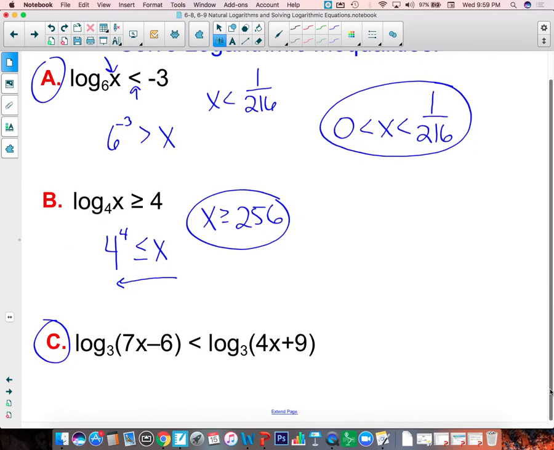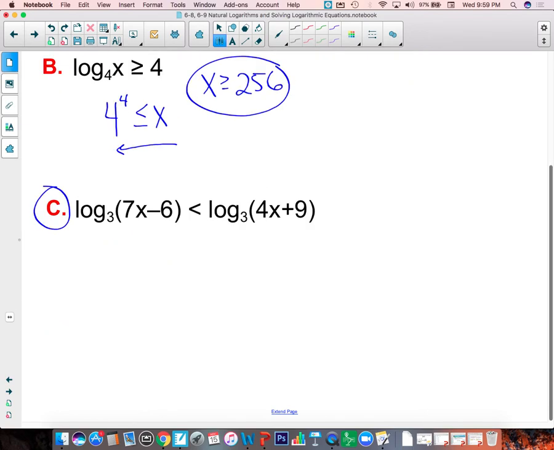Okay, and then you're also going to see some like these down here. And then these have a little bit more to them as well. So go ahead and write it down, and then we will work through it.